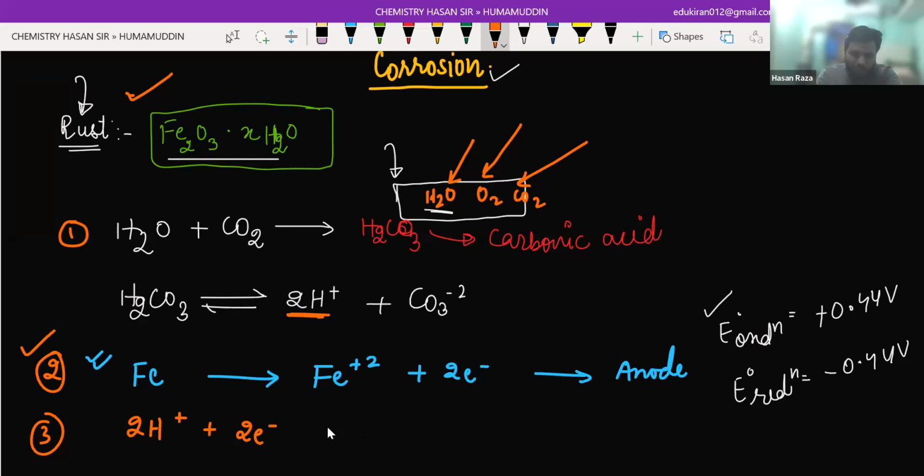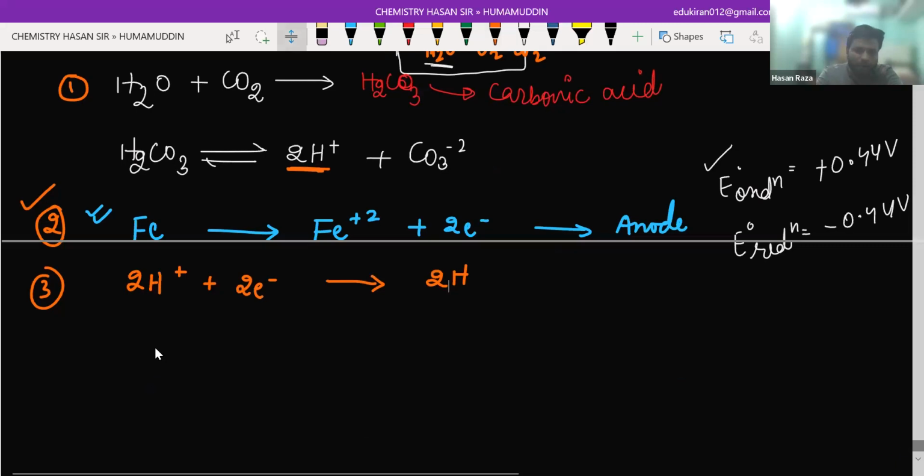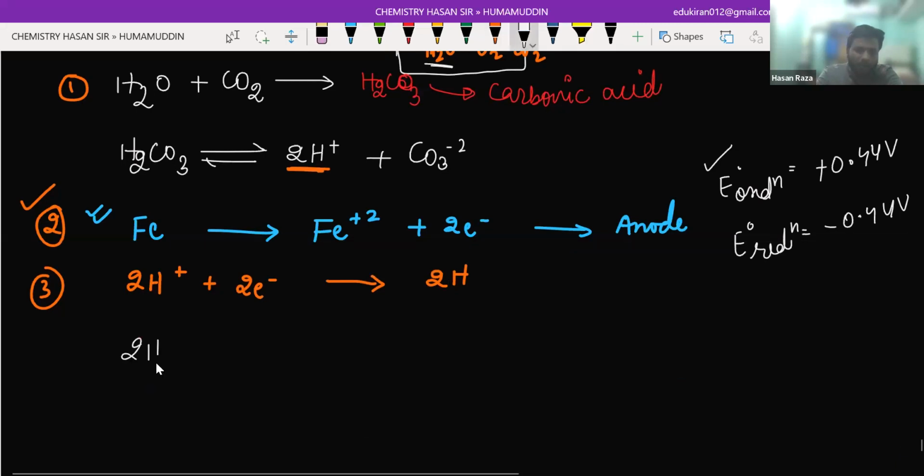Now see, this 2H+ will gain 2 electrons and convert into 2 hydrogen atoms. Now see what will happen. This 2 hydrogen will combine with O2, oxygen gas, to form H2O.